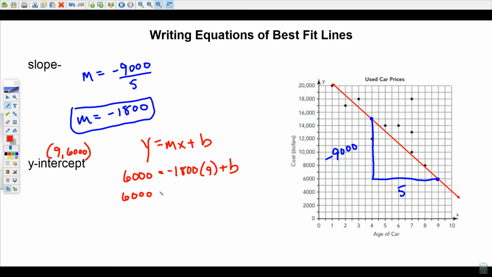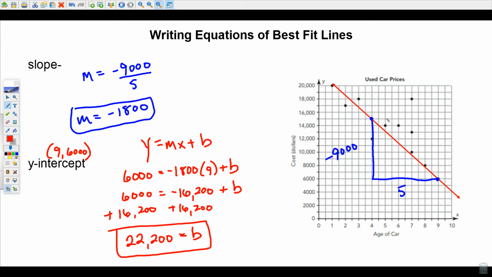So I'm going to copy this 6,000. Negative 16,200 plus b. To get b by itself, since this is negative, I have to add 16,200. And that's going to give me 22,200 for my y-intercept. Let's look at the graph. If I were to continue my line, it's going to cross the y-axis somewhere in here. That's approximately 22,200, I would say. And my slope was negative. It's a negative association. So I'm ready to write my equation. y equals negative 1,800x plus 22,200.